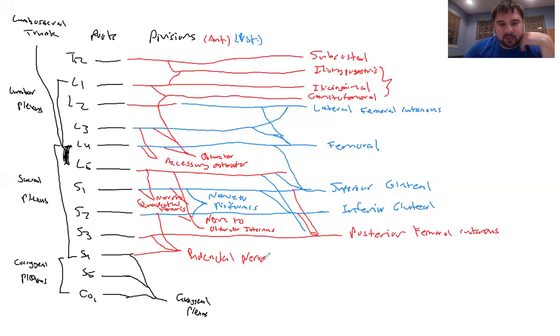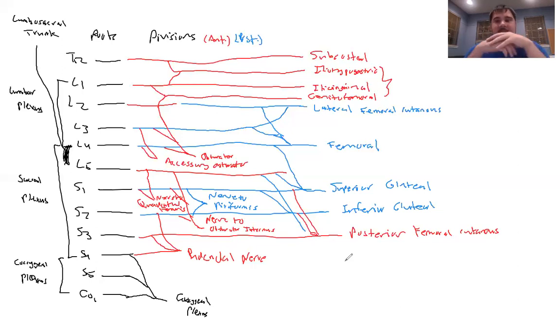And concerning what the pudendal nerve is going to innervate, the pudendal nerve is actually going to innervate the external urethral and anal sphincters. That is the main job of the pudendal nerve. And that's basically some of the nerves that are found in the sacral plexus.